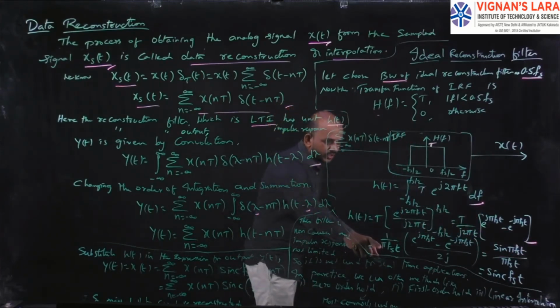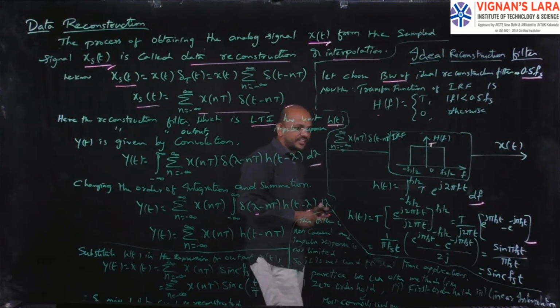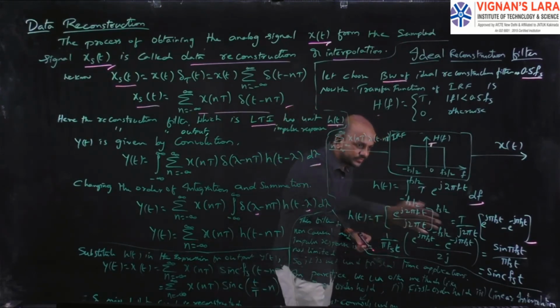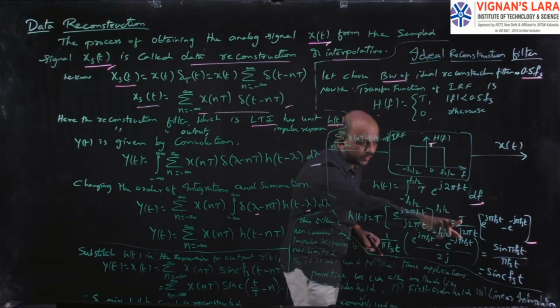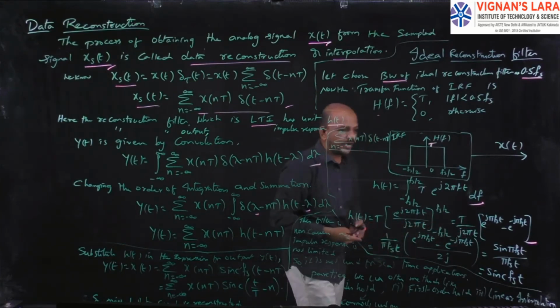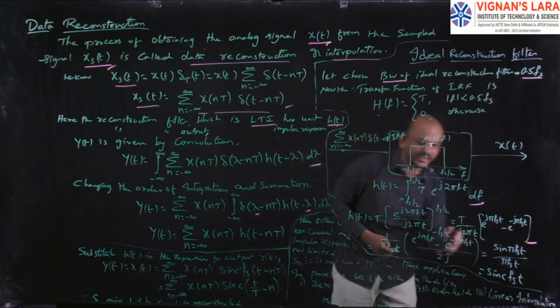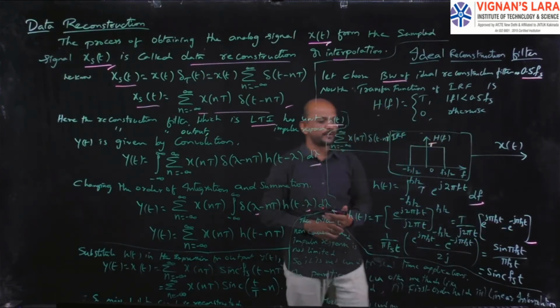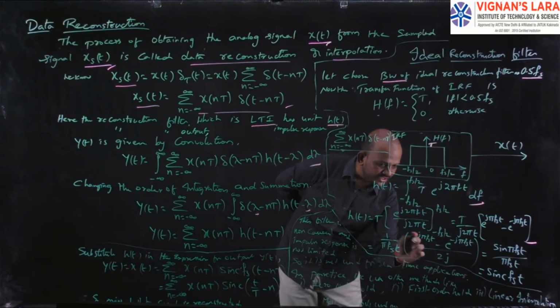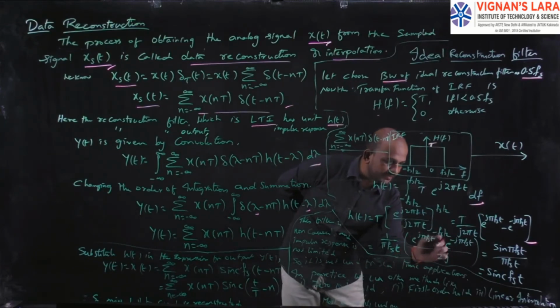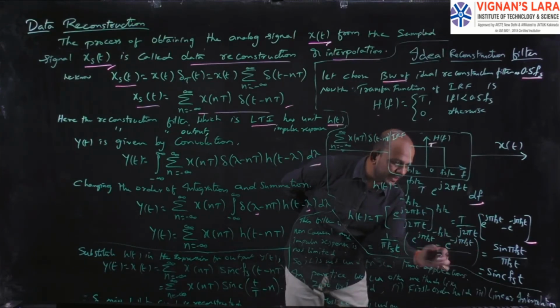Finally, 1 by pi fs t. From this I can write T equal to 1 by fs. So 1 by fs pi t, and I brought this 2j inside. So the expression becomes e power j pi fs t minus e power minus j pi fs t by 2j.